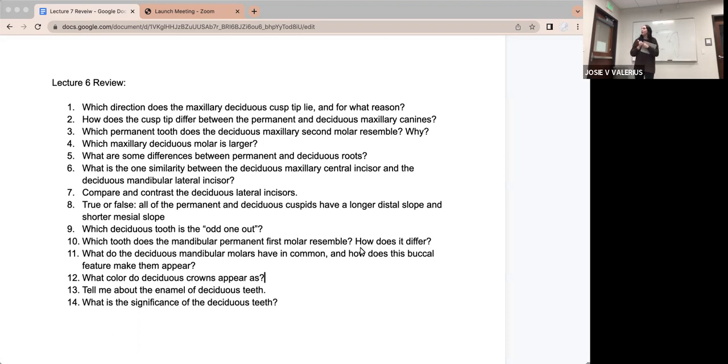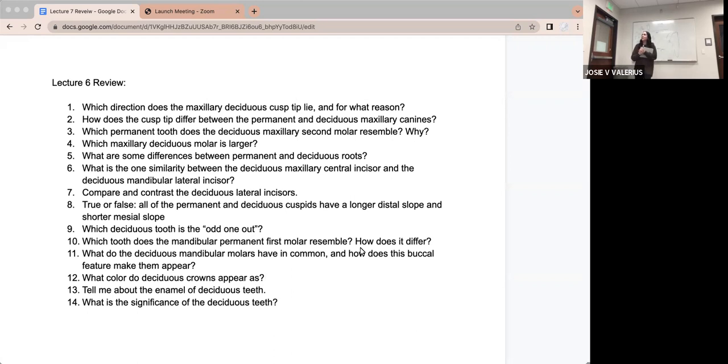Okay, so to answer the question for 11, you can say there's a prominent cervical ridge, and it makes them look like they lean lingually. Okay. Question 12. What color do deciduous crowns appear as? White. Like a bright white, yeah. Bright white. Almost there. Okay. Bright white, that's another comparison thing, just to keep in mind as you're taking this next exam.